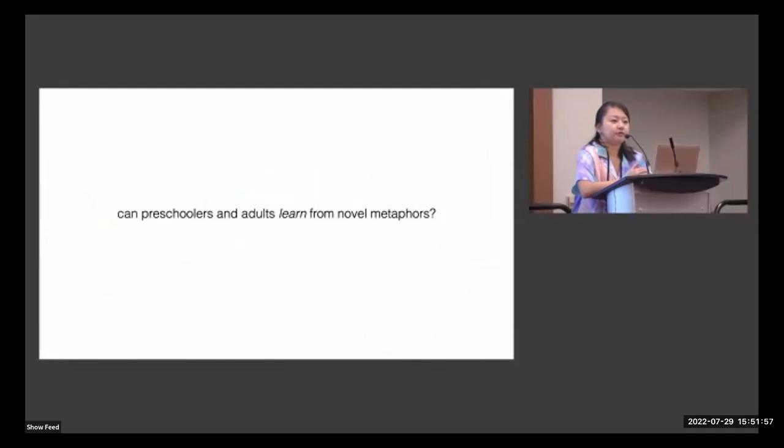Now that we've established that preschoolers might actually be able to represent the kinds of abstract similarities underlying metaphors, and that they might be able to understand metaphors, we want to ask: can preschoolers and adults actually learn from novel metaphors? Can they not only understand these metaphors, but also use them to facilitate further thinking and reasoning?